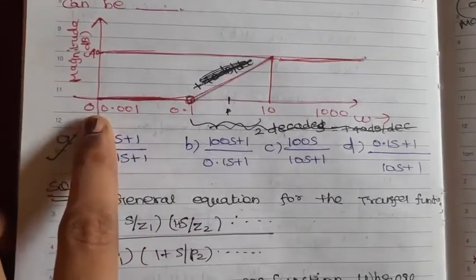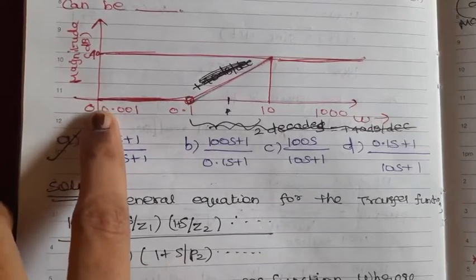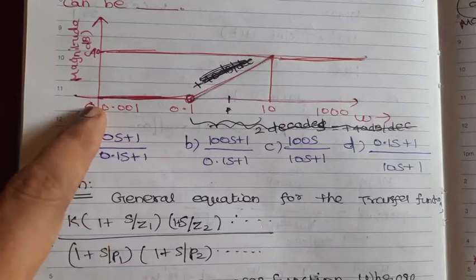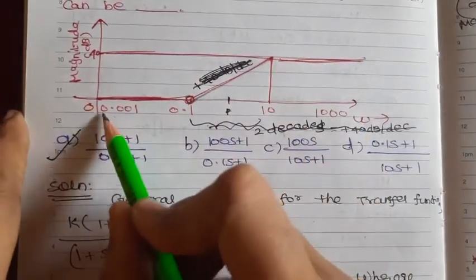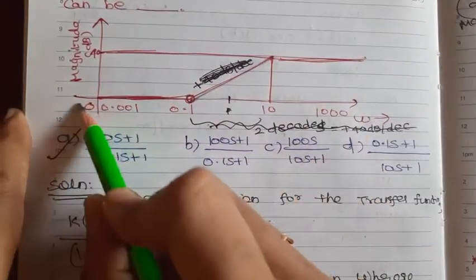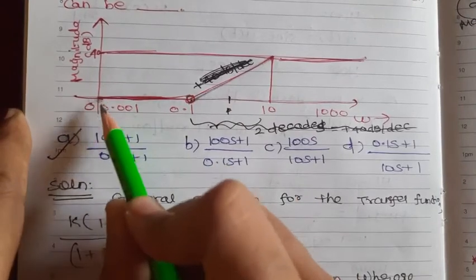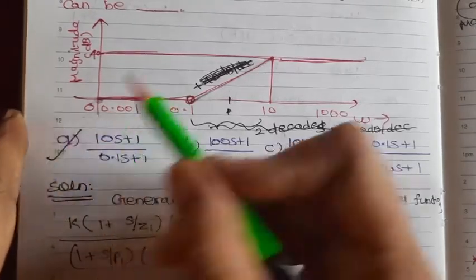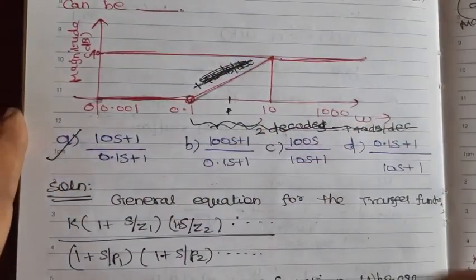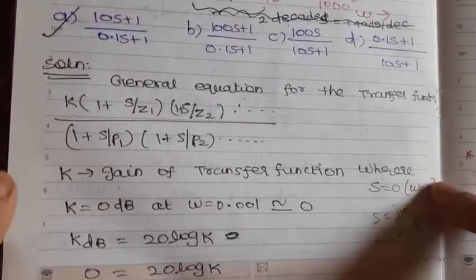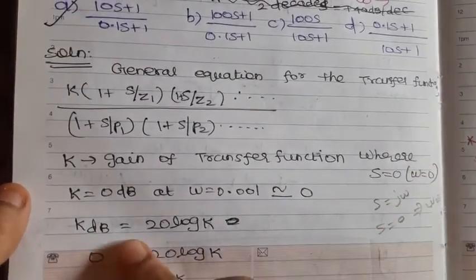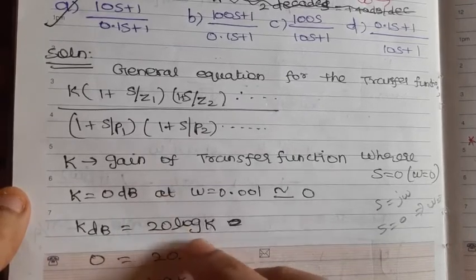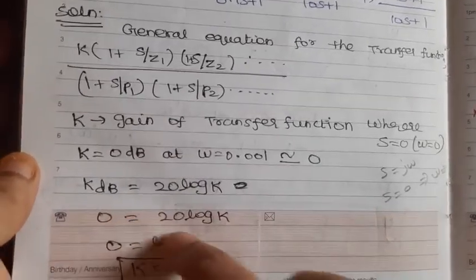At omega equal to 0, what is the K value? K is also 0 dB. This is not exactly 0 but 0.001, and at 0.001 this value is 0 dB. So 0.001 is approximately equal to 0 only, and it will not have much impact. Then K in dB is 0 dB. K in dB can be represented as 20 log K, so 0 dB equals 20 log K.